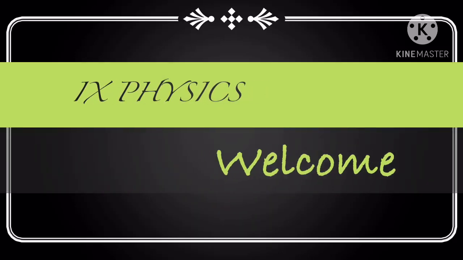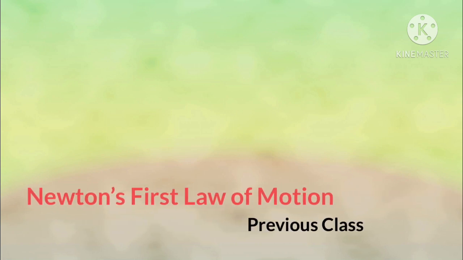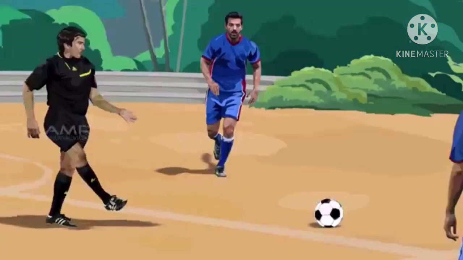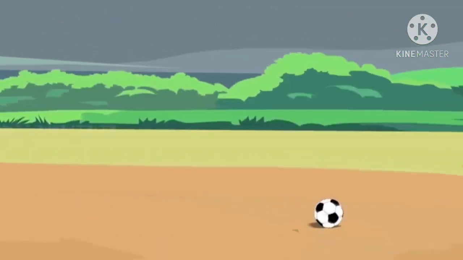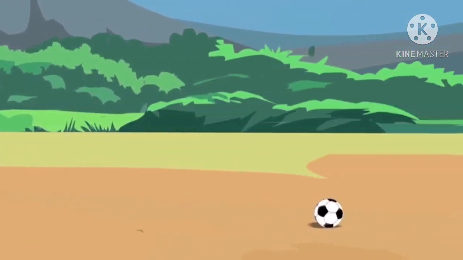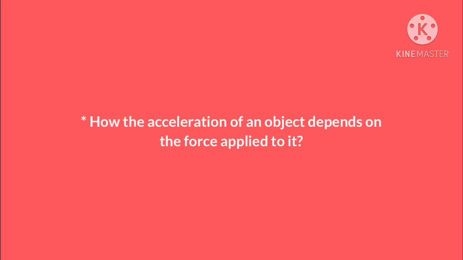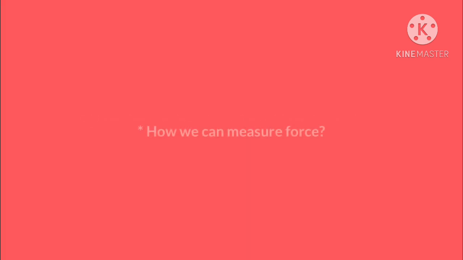Welcome back, dear students. Last class we learnt about Newton's first law of motion. The first law of motion indicates that when an unbalanced external force acts on an object, it gets an acceleration. But we need to understand how the acceleration of an object depends on the force applied to it and how we can measure force. Let us observe these examples.